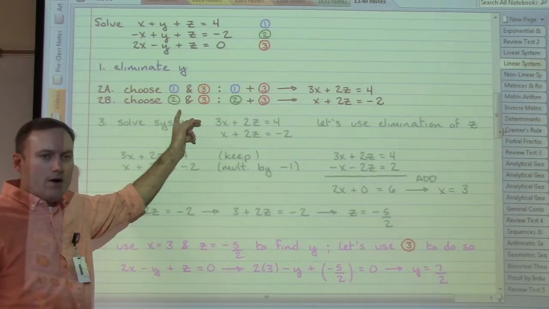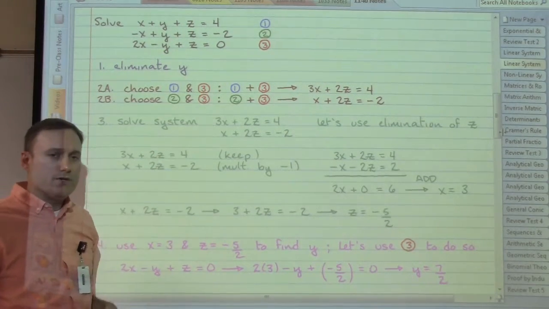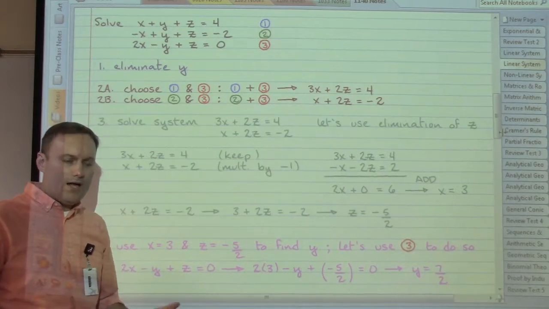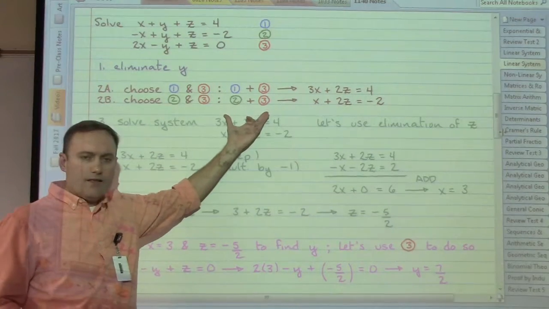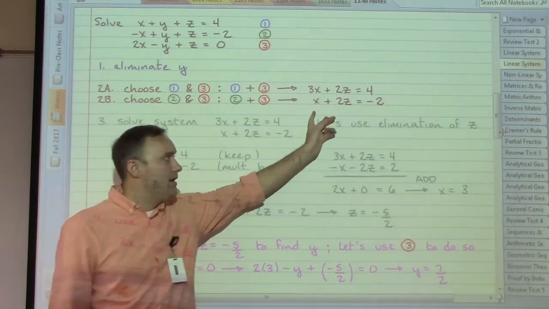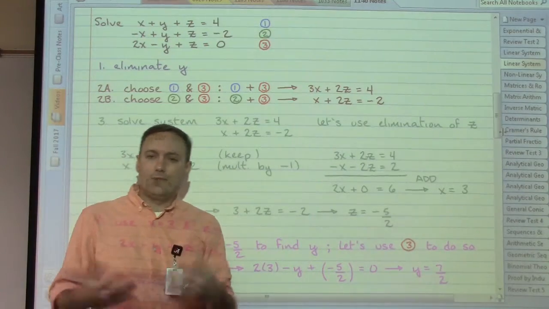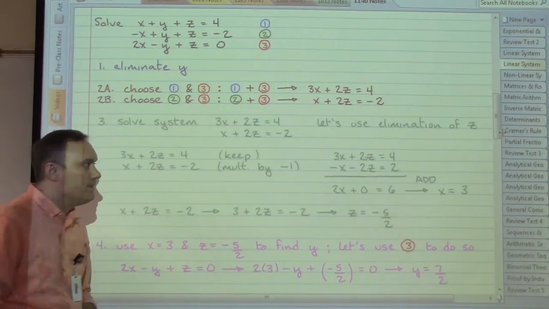Again, being smart about picking a different pair, if I pick equation number 2 and equation number 3, again, my y's would automatically cancel out by adding those together. So there's no extra adjustments that I would have to accomplish in order to create an equation that has only x's and z's in it. So very fortuitous that that has happened.